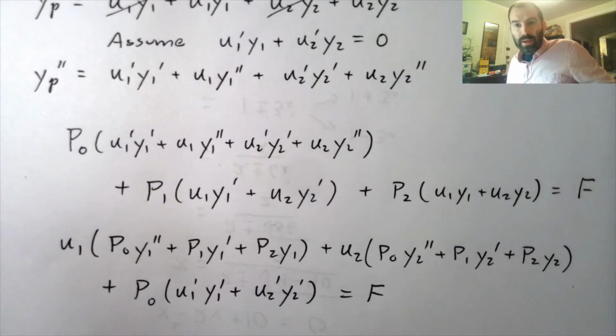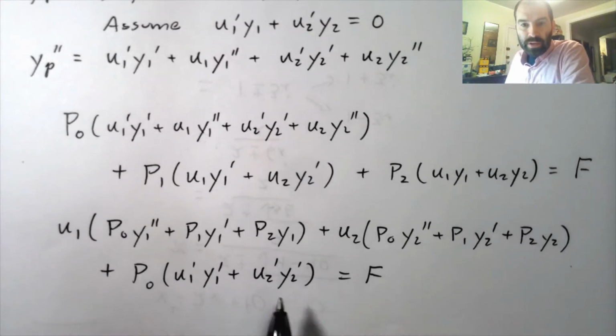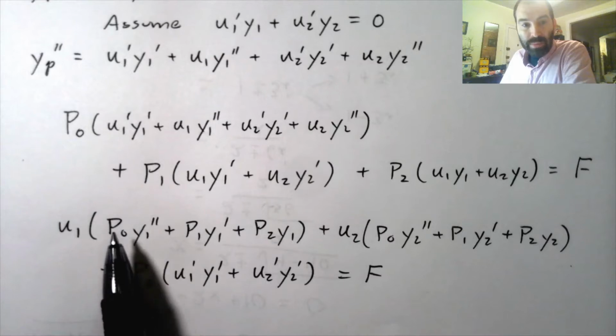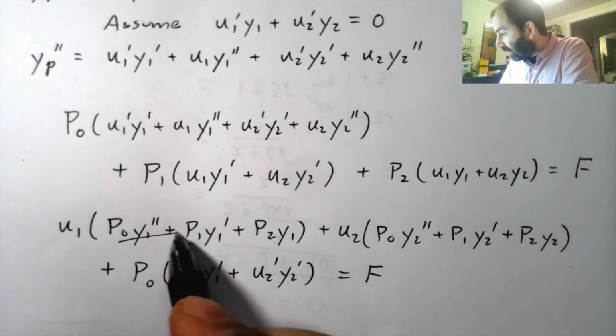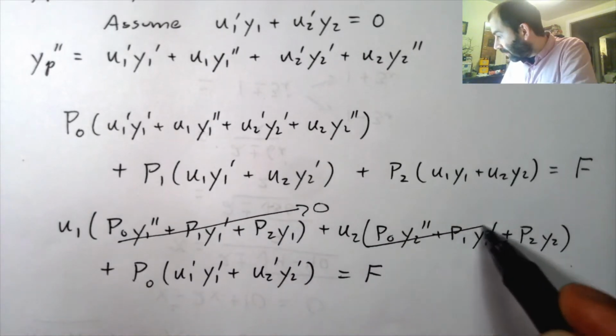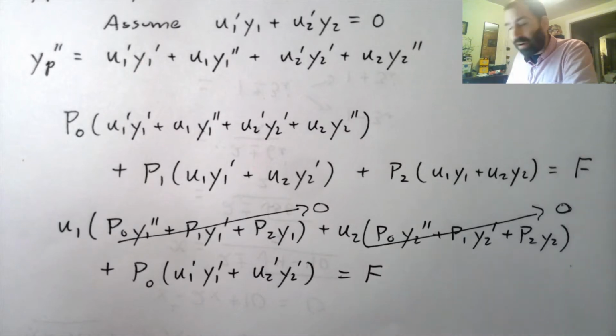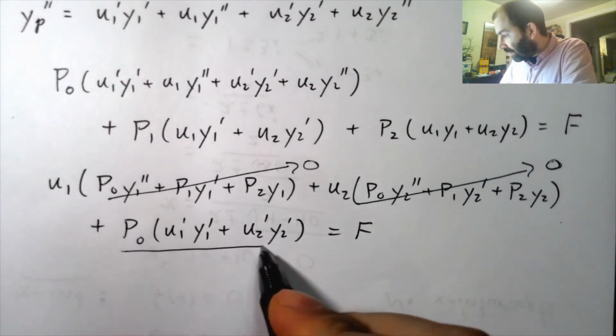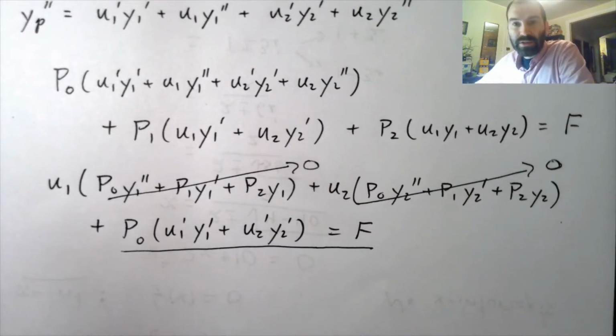And this whole thing here is just equal to f. Now, what do we know about y1 and y2? Well, these are complementary solutions, right? They solve the complementary equations, which means that this piece is 0 and this piece is 0. So really, all that we have left here is this guy, okay? So that's the equation we're going to be looking at.